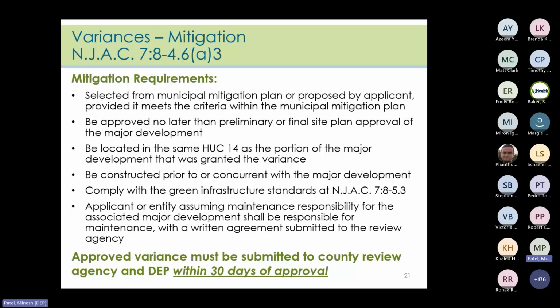It must be located in the same HUC 14. It must be constructed concurrently or prior to the major development. It must meet the green infrastructure standards. And the entity assuming the responsibility of maintenance for the project must submit a written agreement to the review agency. And lastly, the approved variance must now be submitted to the county review agency and the NJDEP within 30 days of approval.